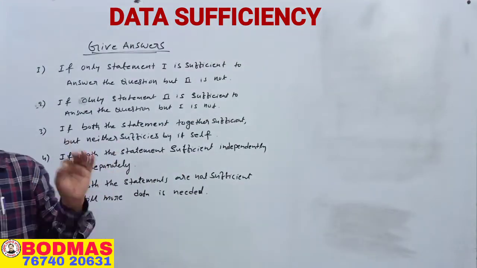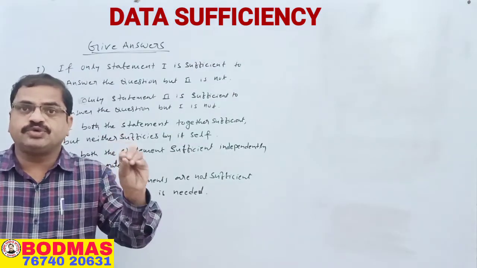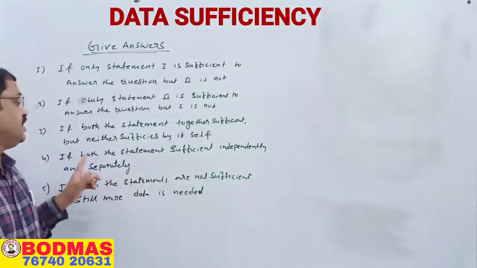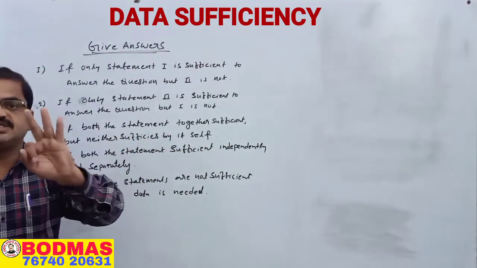That is why I am repeating this. Give answer 3 if both statement 1 and 2 together are sufficient. Neither suffices by itself; independently it is not sufficient. Then the answer is 3.